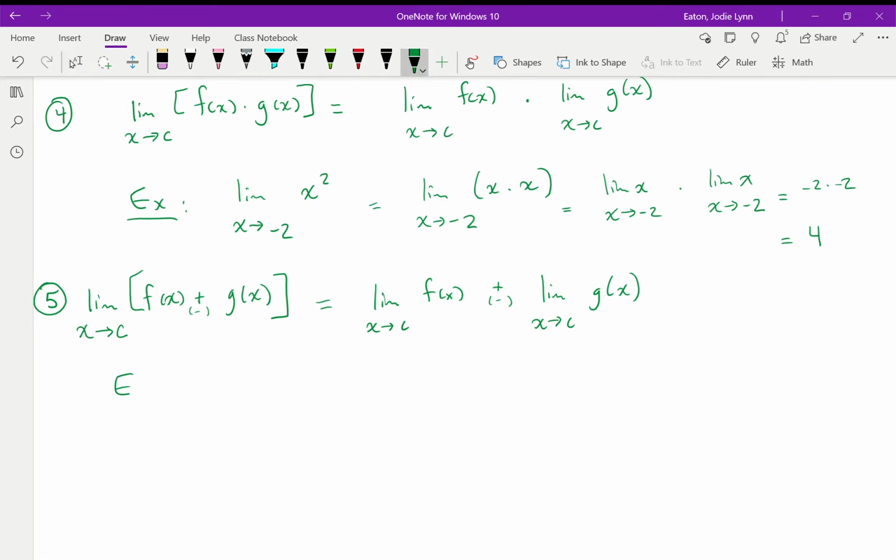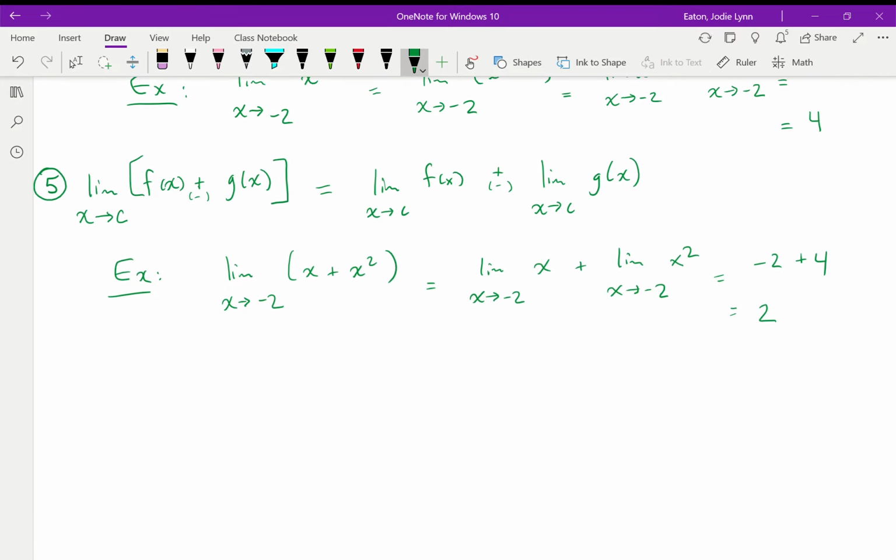And so what that means is that if we're adding any two functions, that can work. So let's take our previous result. That gives us the limit as x approaches -2 of x plus x squared. We saw with the last one that for x squared, we can just square the x and see what that comes out to be. So this is the limit as x approaches -2 of x plus the limit as x approaches -2 of x squared, which is -2 plus 4, which is +2.